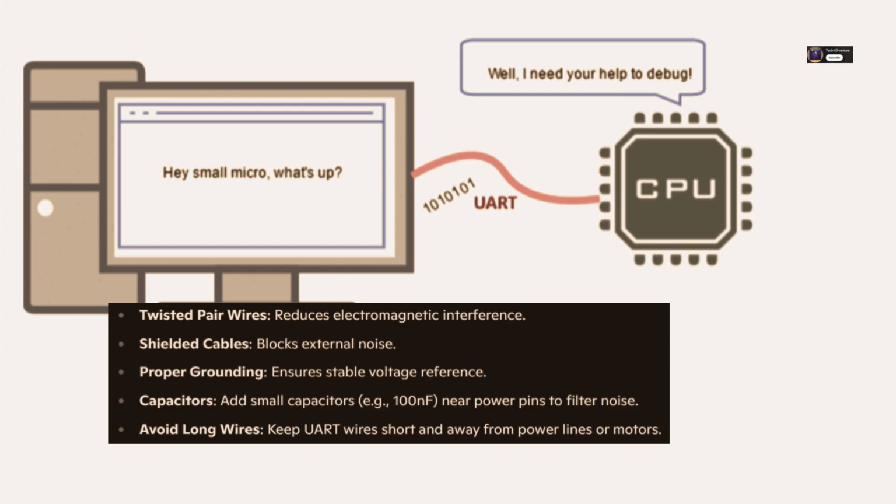6. Add bypass capacitors. Small capacitors, like 100 nF, placed close to the power pins of the chips involved, can help filter out high-frequency noise on the power supply, which can sometimes affect logic levels. And as we mentioned, if noise is a major problem or distances are long, switching to a more robust standard like RS-485 might be the best solution.